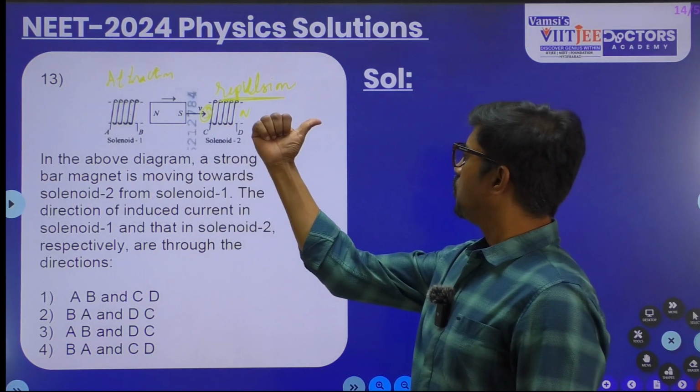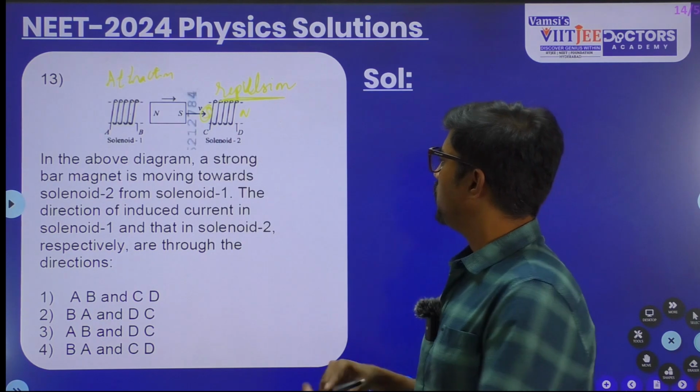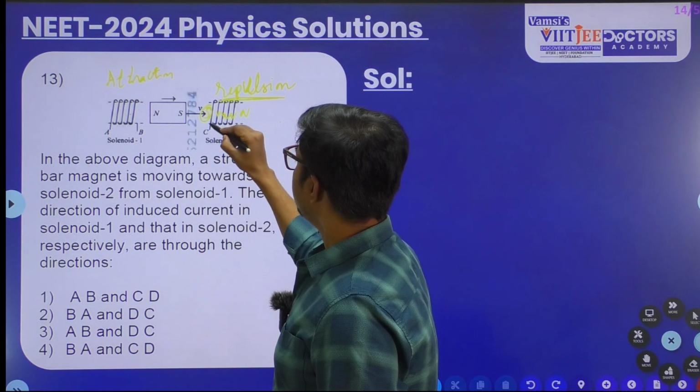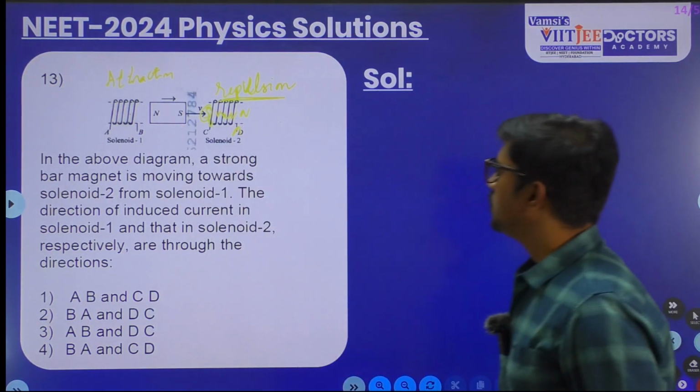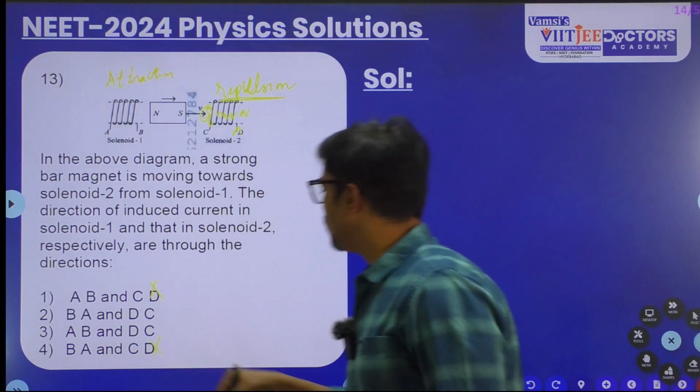You use the right hand thumb rule. When north pole is this way, you see that the current goes in this direction, meaning it goes from D and then this way, this way, this way, and then it comes through C. So here current should go from D to C. So this can't be the answer, this can't be the answer.